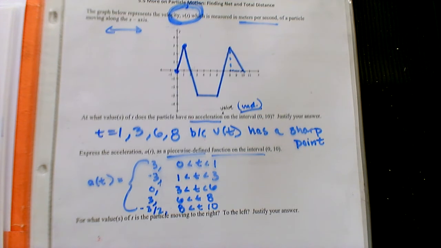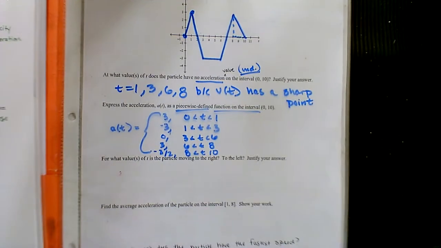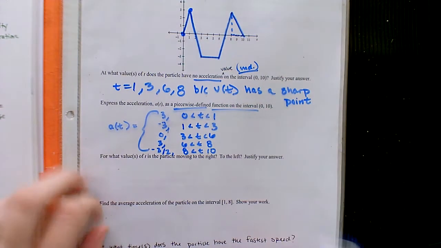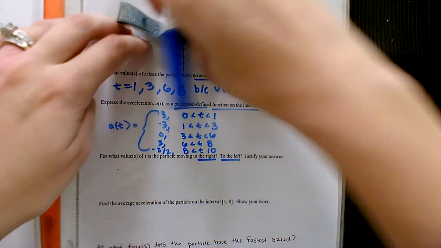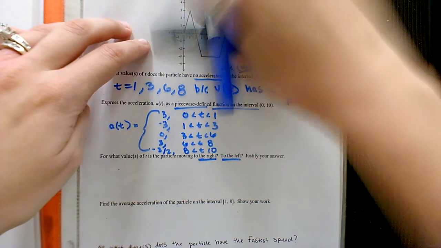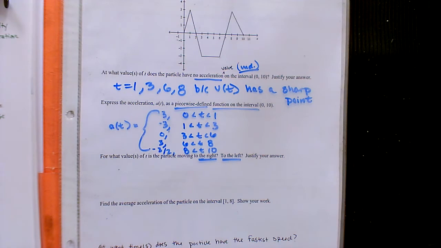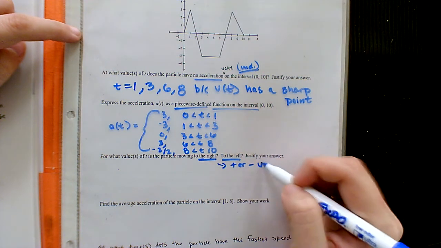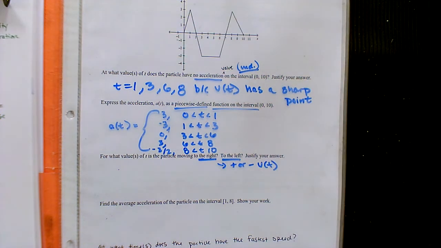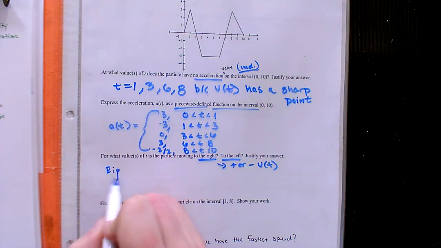We doing okay so far? Okay. For what value of t is the particle moving to the right, to the left? Justify your answer. How can we know which direction we're traveling in? Positive or negative what? Velocity. Okay, velocity is speed with direction. So if we're moving to the right, we've got to figure out where we have a positive velocity, and if we're moving to the left, where we have a negative velocity.